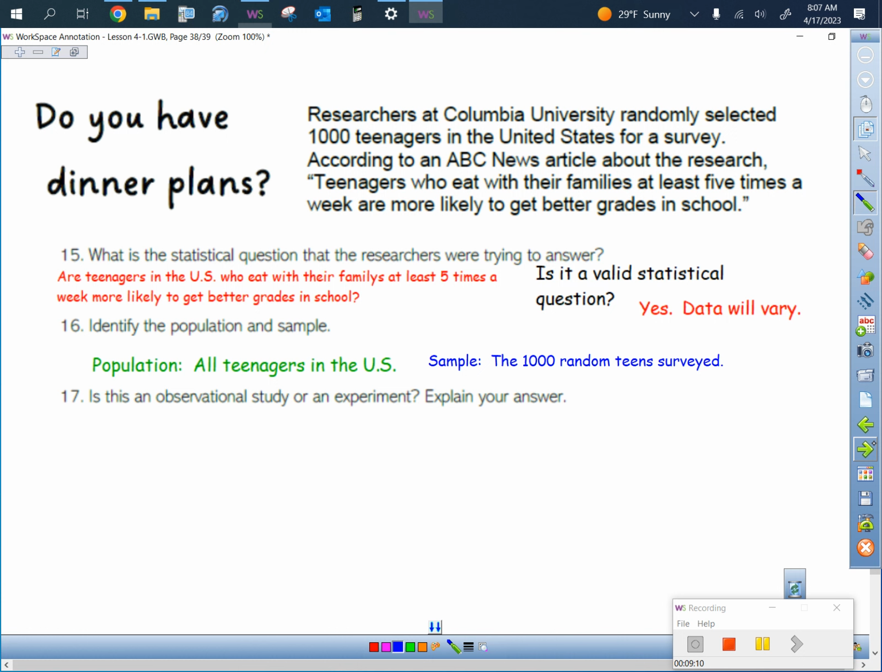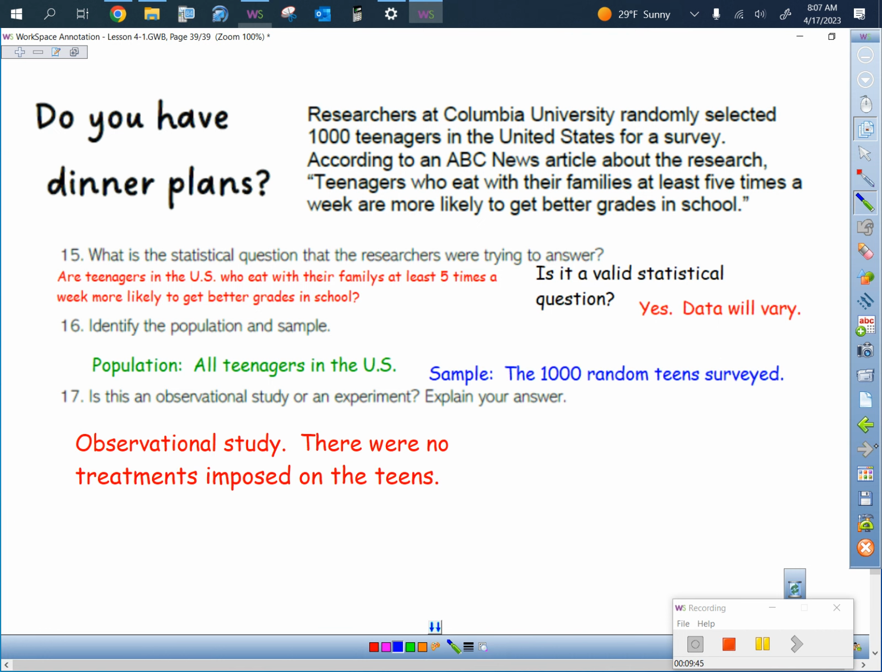And then what do you think? Is this an observational study or an experiment? Out of all 1,000 of them that they surveyed, did they treat them the same or did they treat them differently? They treated them the same. So you can circle that. That's an observational study, because there was no treatments.